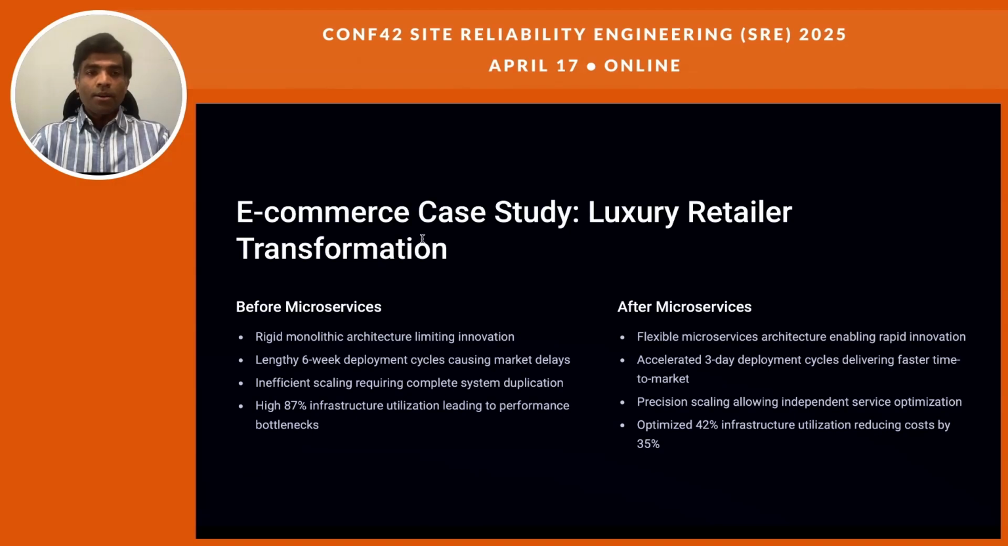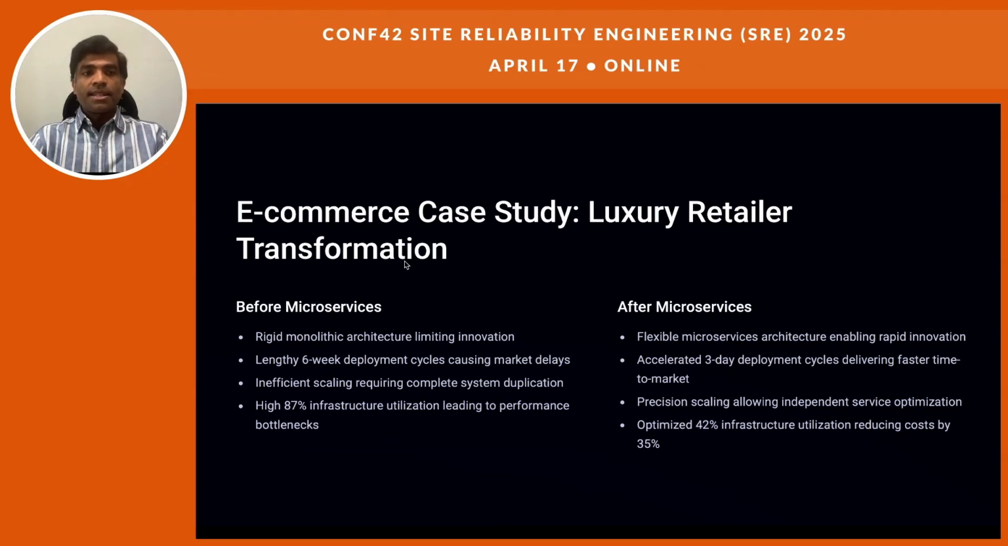Before adopting microservices, this luxury retailer faced significant challenges stemming from its rigid monolithic architecture. Because of its inflexible system, it hindered innovation, preventing the company from responding quickly to market demands. Deployment cycles were exceptionally long, taking up to 6 weeks to roll out new updates or features. Such delays not only impacted time to market, but also limited the retailer's ability to stay competitive.